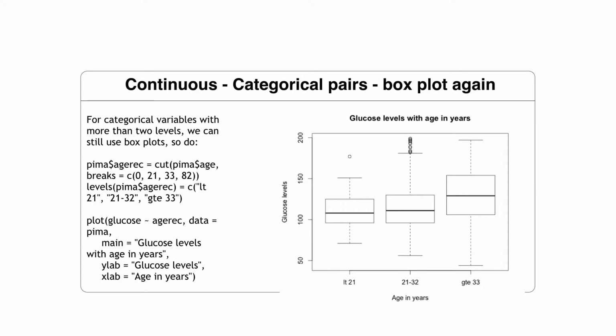Then if you go back and label them as such, that's what we have done. We have labeled it levels PIMA agerec, and then we put expressions like less than 21, 21 to 33, 33 and above, so that there are no overlapping age groups. Next, what we do is plot glucose.